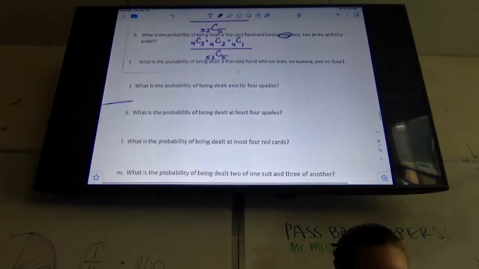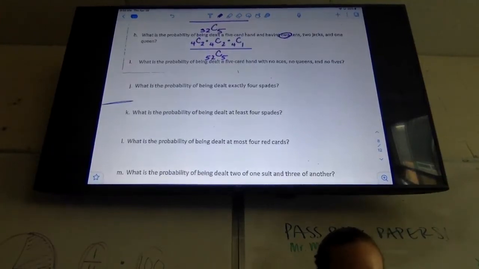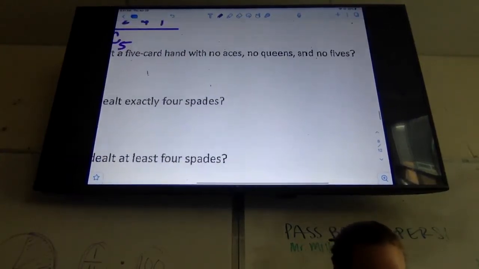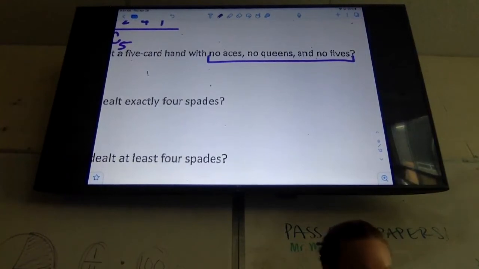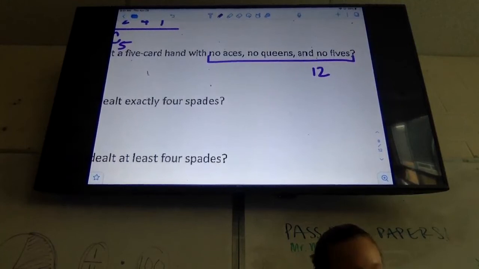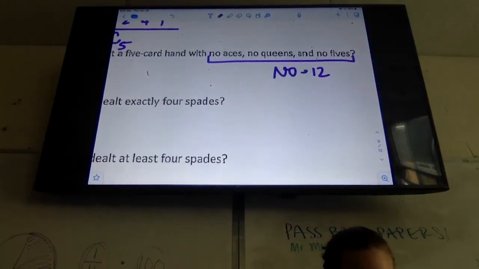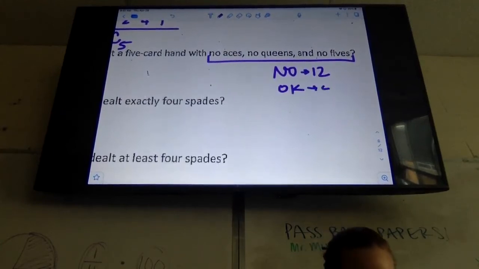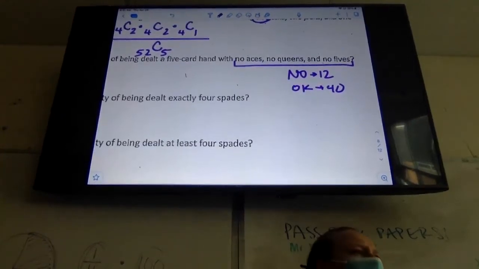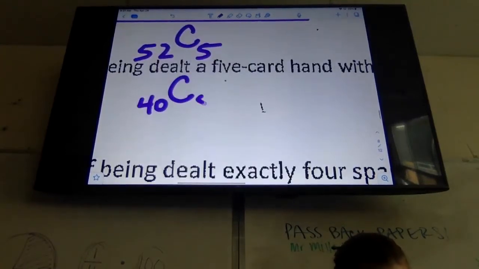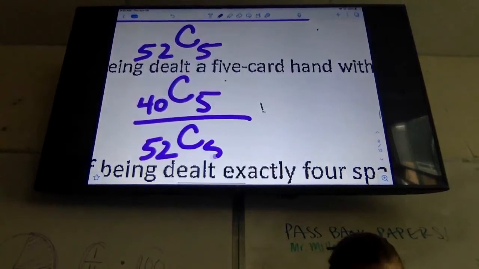What's the probability of being dealt a 5-card hand with no aces, no queens, and no 5s? How many cards do I not want? 12. Why is it 12? Because there's 4 aces, 4 queens, and 4 5s. There are 3 types of cards I don't want, and 4 of each of those types, so that gives me 12 that I do not want. So how many are okay for me to have? 40. So how would I represent that? 40 choose 5 over 52 choose 5.